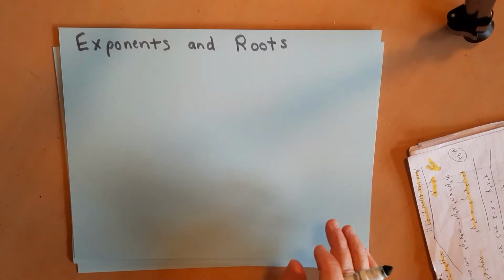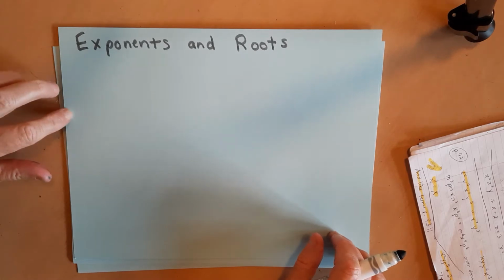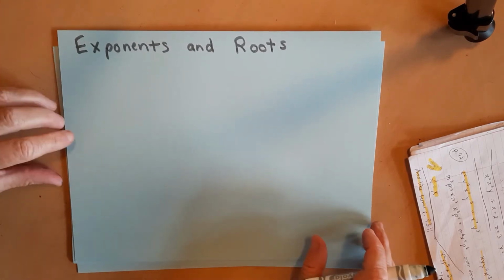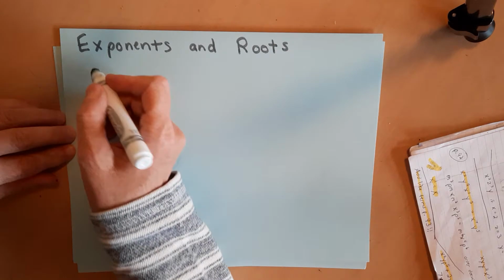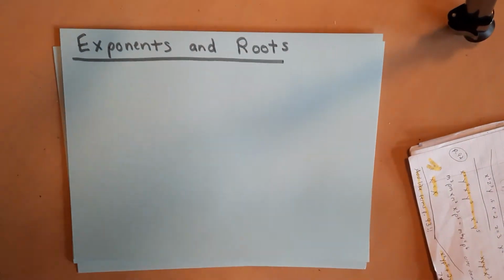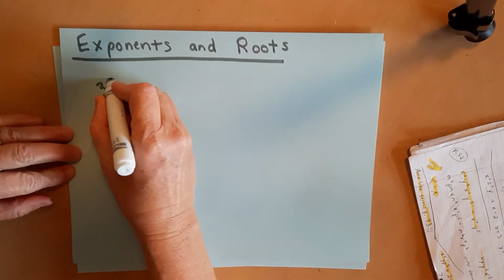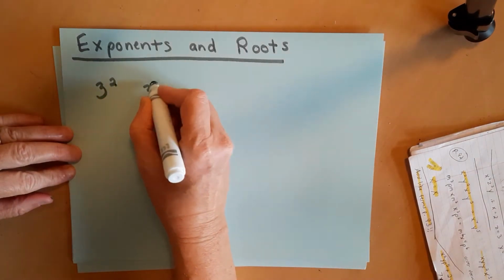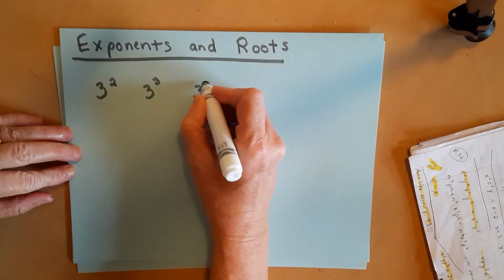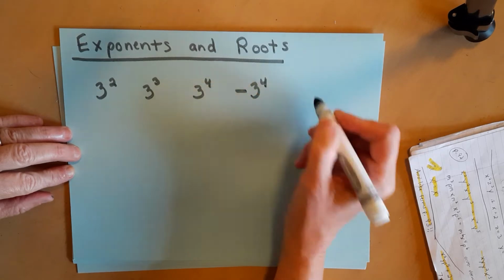Now, the other thing we did in class today, we talked about exponents and roots. So I wanted to go over that because I think this is the part that's going to be a little tricky with your homeworks. But if you take your time and just remember a couple of rules, it shouldn't be too bad. So we have 3 squared, 3 cubed, 3 to the 4th, and a negative 3 to the 4th.